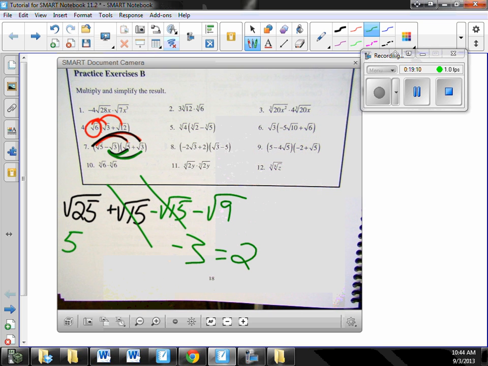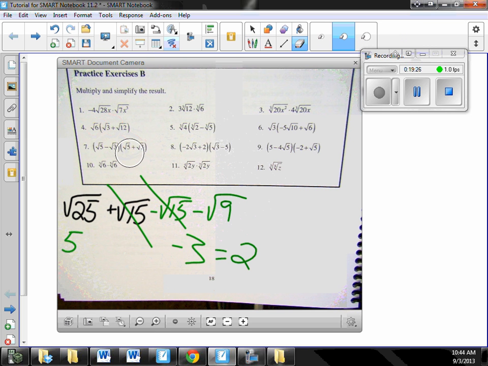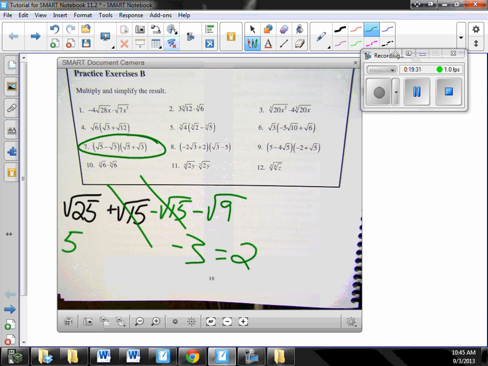Why did those middle two terms cancel? And why did I get a positive root 15 and a negative root 15? What about the original problem made that middle term cancel out? So if I focus in on here, what is it about that organization that left me with a root 15 and a negative root 15? This is kind of a hard question.